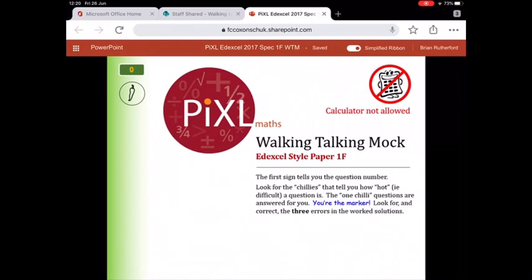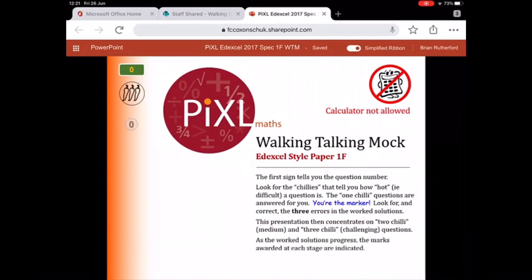So in the 1 chili questions, it actually has answered the questions for you, but there are a number of errors. Now this is designed to get you to check your work. So go through these questions and try and pick out the mistakes that people have made. It then moves on to 2 chili questions. These are the questions where you want to be getting most of the marks. And then the challenging questions. These are the questions where if you've got everything right up to now, the chances are you're well on your way to getting your target grade. And anything you get here is a bonus.